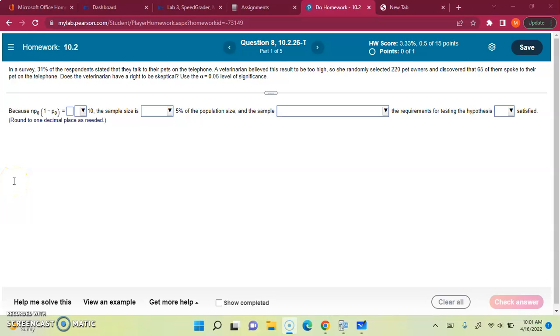This is question number 8 from your homework 10.2. In a survey, 31% of the respondents stated that they talk to their pets on telephone. A vet believed this result is too high, so she randomly selected 220 pet owners to discover that 65 of them spoke to their pet on the telephone. Does this vet have the right to be skeptical? Use alpha to be 0.05.